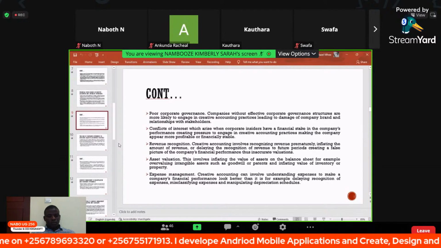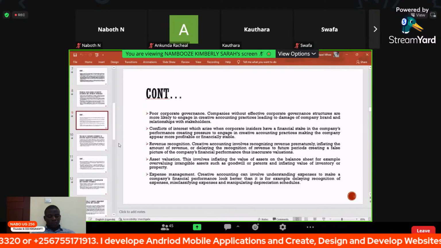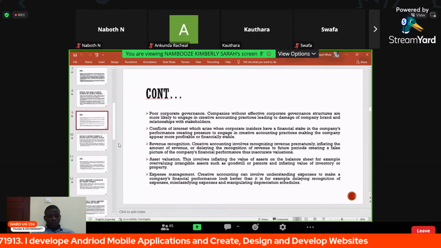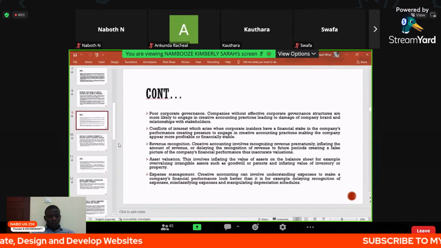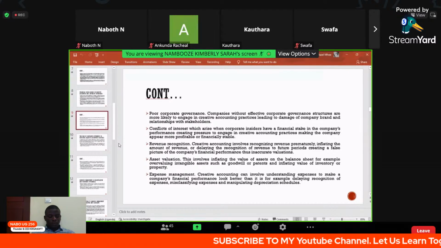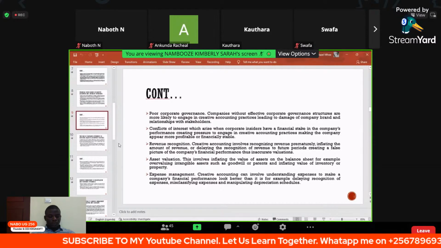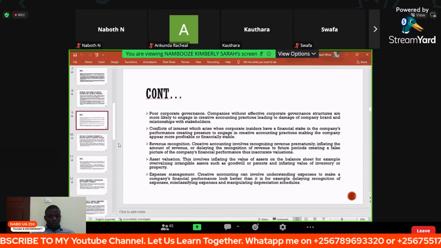Then the other point is revenue recognition. Creative accounting involves recognizing revenue prematurely, inflating the amount of revenue or delaying the recognition of revenue to future periods, creating a false picture of the company's financial performance, thus inaccurate valuations.